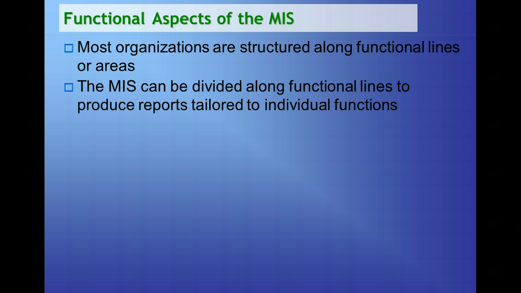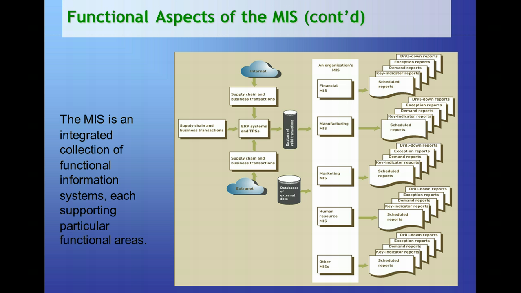Each of the MIS can be divided along these functional lines to produce reports tailored to individual functions. What it means is that you can have an MIS for the finance department, where we use financial MIS. You can have a manufacturing MIS, a marketing MIS, a human resource MIS and other MISs. Each of these MIS is an integrated collection of functional information systems, and each of them supports their own particular functional areas.